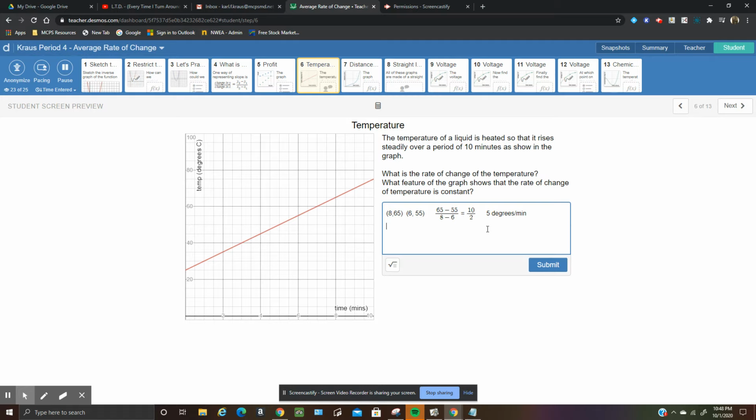And the feature of the graph that shows the rate of change is the slope, and the line has a constant rate of change.